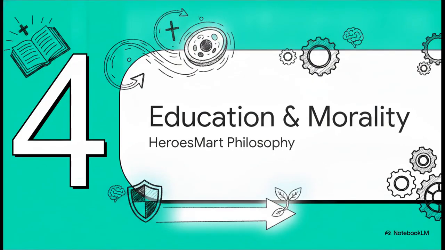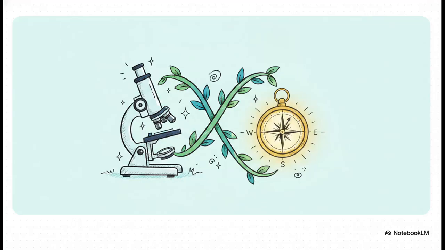Section 4. Education, Morality, and Peace. The heroesmartacademy philosophy. So our source material makes an interesting pivot here, transitioning from biology over to philosophy. It argues that education without morality is missing a pretty crucial element. The curriculum asks a tough question. What's the point of mastering the microscope if you just use that intelligence to make choices that hurt yourself and others? True education, as framed by this source, intertwines scientific knowledge with a moral compass to create positive, constructive outcomes in the world.